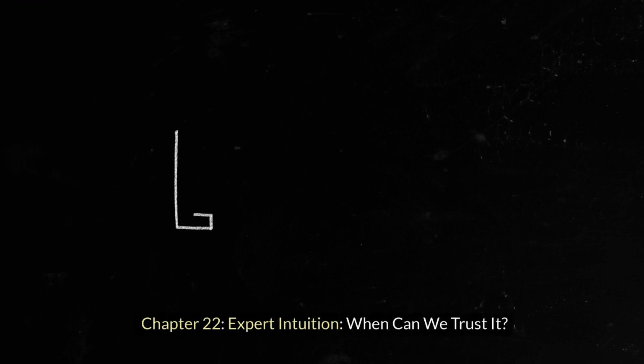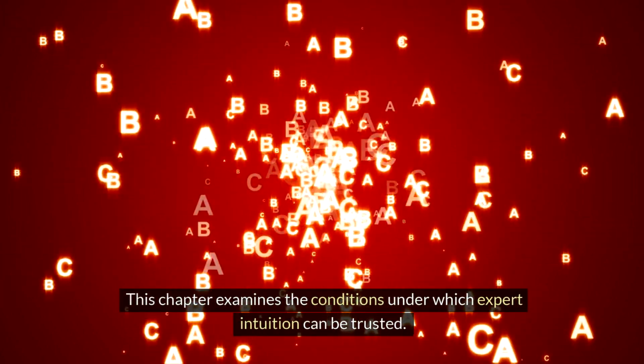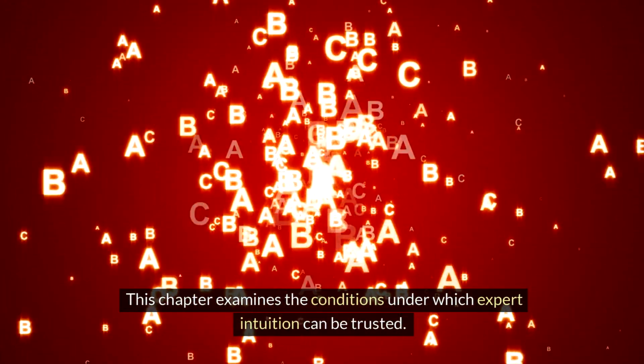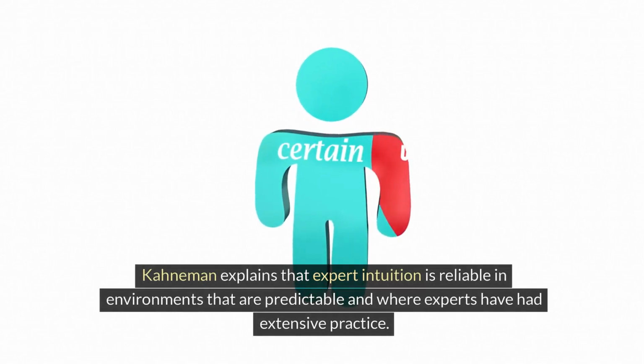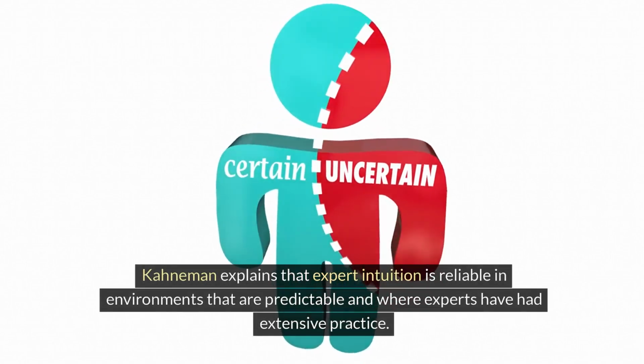Chapter 22, Expert Intuition, When Can We Trust It? This chapter examines the conditions under which expert intuition can be trusted. Kahneman explains that expert intuition is reliable in environments that are predictable and where experts have had extensive practice.